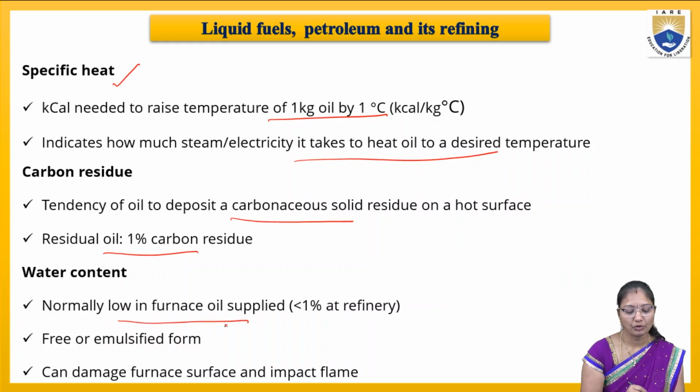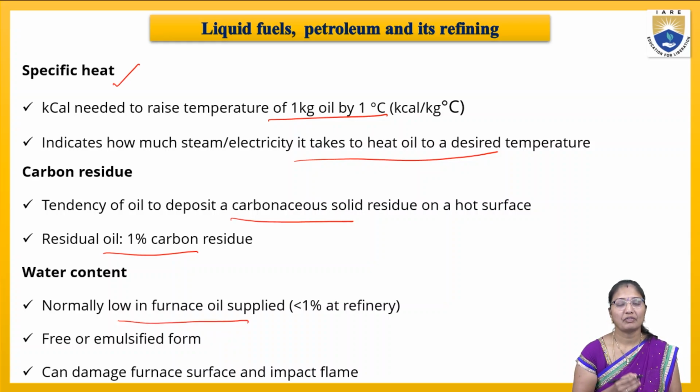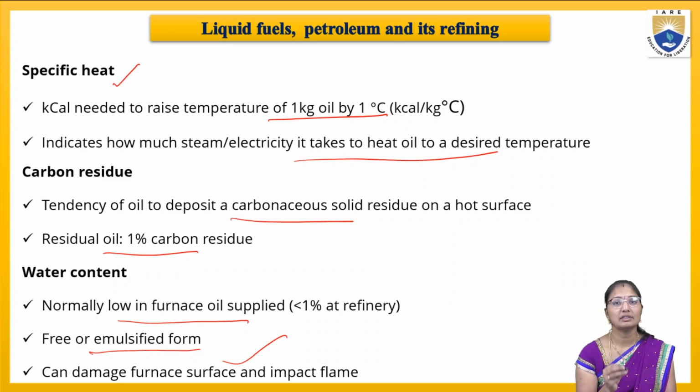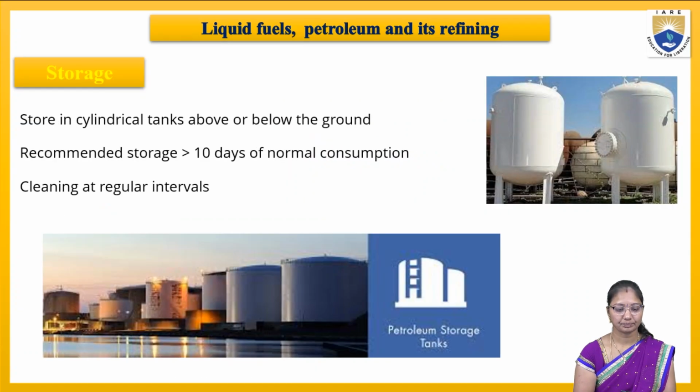On the water content: it is normally low in the furnace oil supplied. Furnace oil generally has a low content of water in free or emulsified form, which can damage the furnace surface and affect the flame. The presence of emulsified and free water damages the furnace surface, because water also plays a vital role in corrosion formation. So it should be water free, and a low water content is generally preferred in furnace oils and crude oils in the refining process of these liquid fuels.